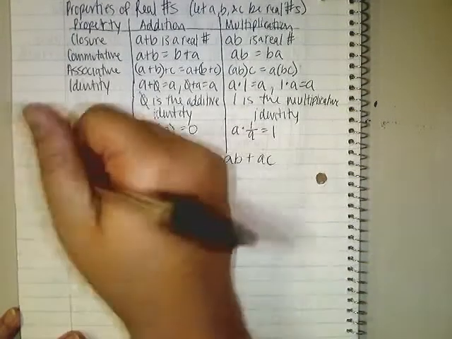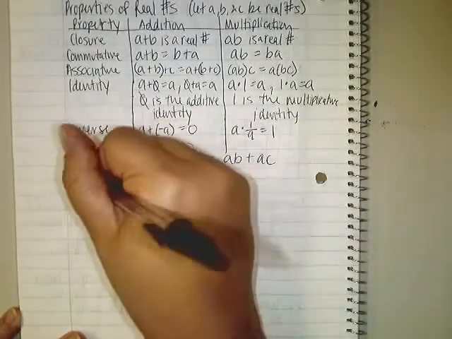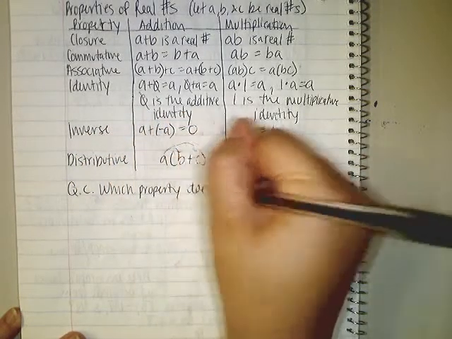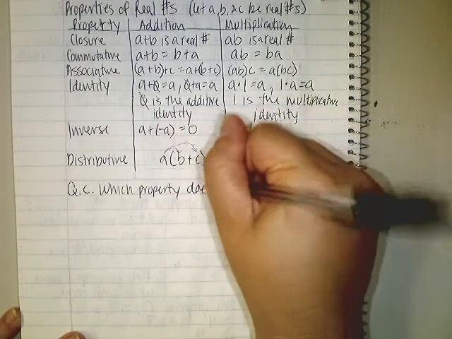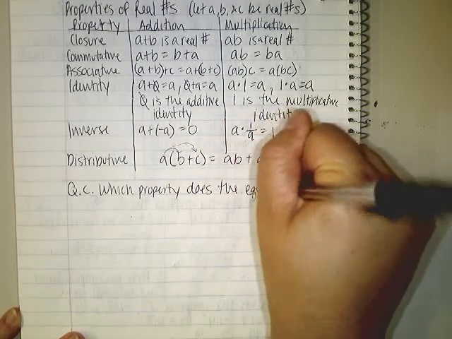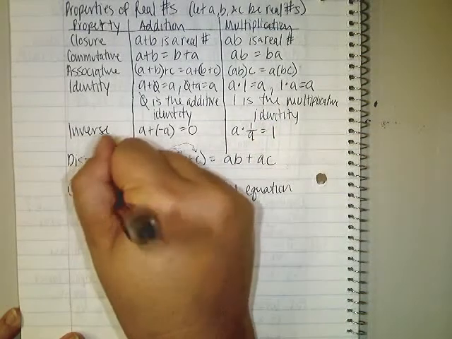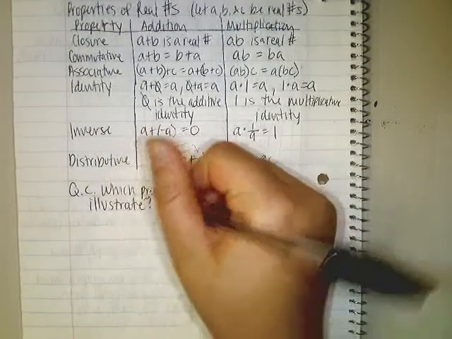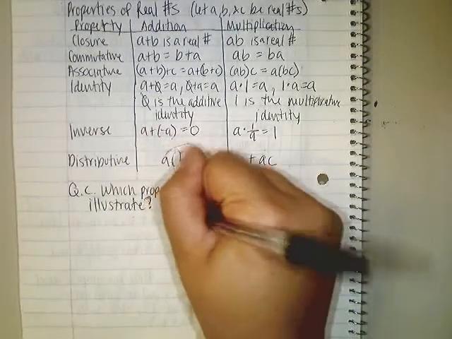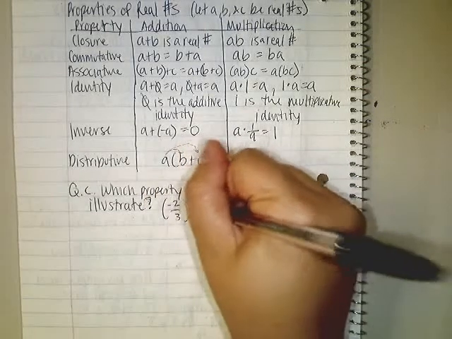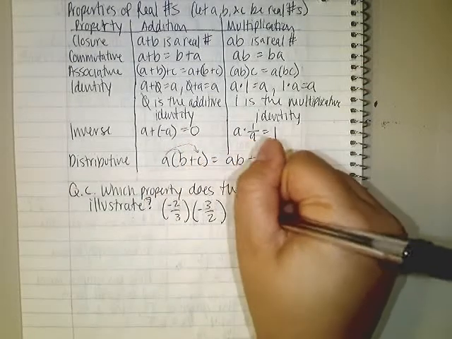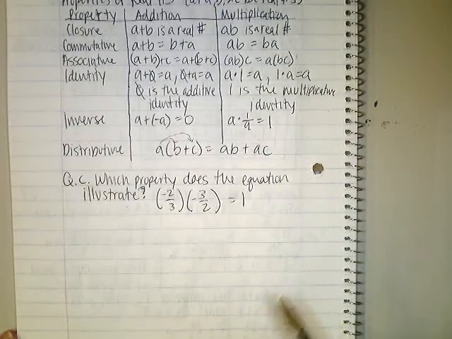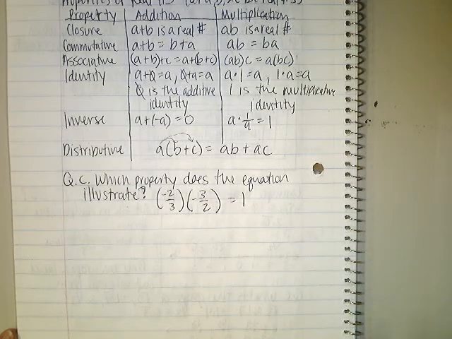All right, one quick check and then we're done. So which property does the equation illustrate? So which one? If I have negative 2 over 3 times negative 3 over 2, and I get 1, which of the properties in the table above is that demonstrating? Pause, try to answer on your own.